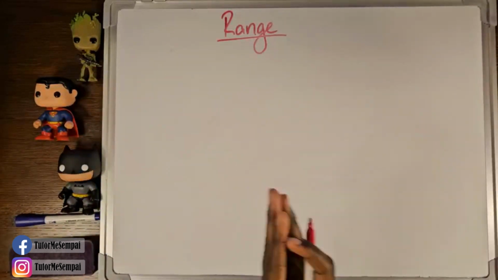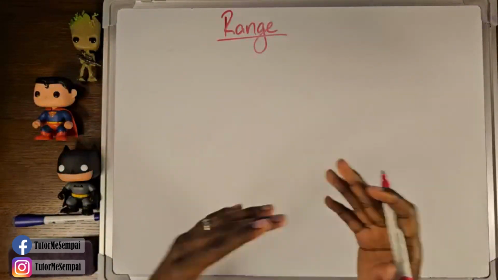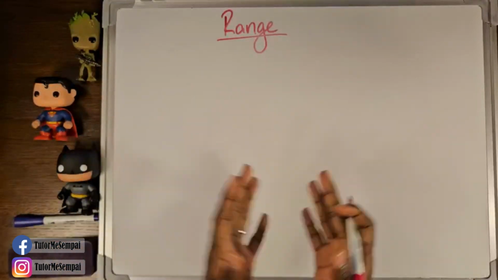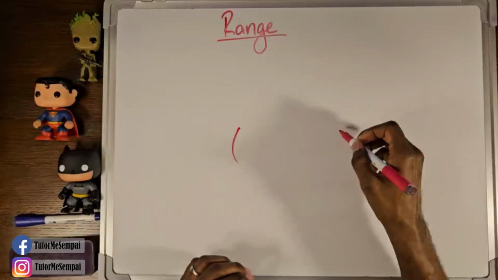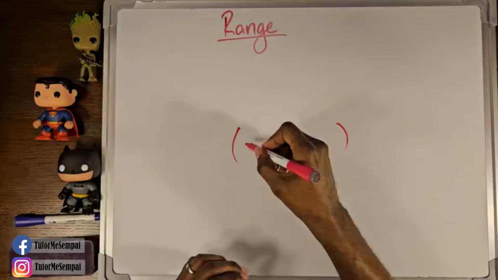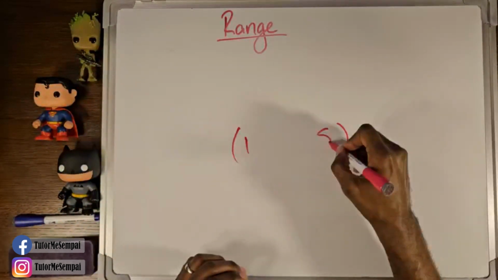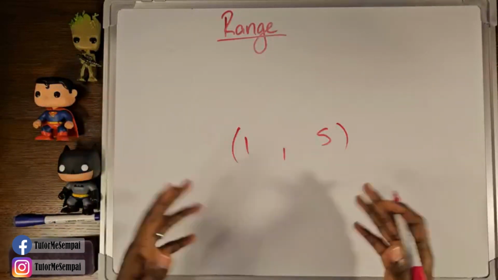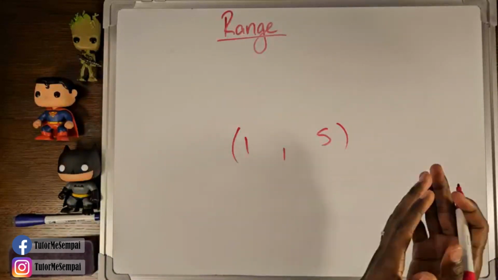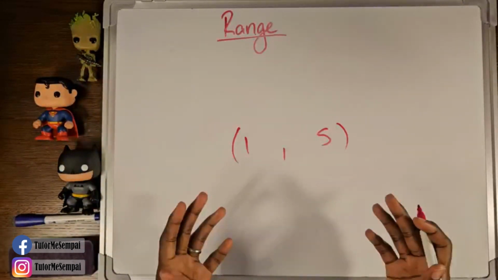So let's start with the easiest and simplest one first, your range. Now, by this time in mathematics, you are probably familiar with your range that looks like this. You have some numbers, let's say 1 and 5, and you have that comma in between, and this will tell you this is going to be all the numbers between 1 and 5. You have a range of numbers.